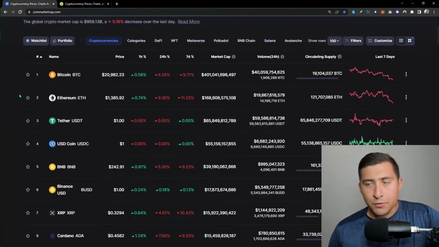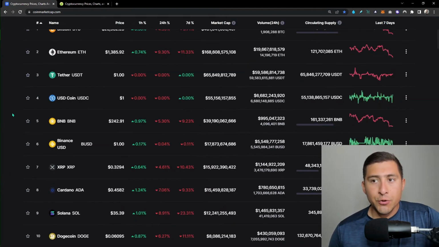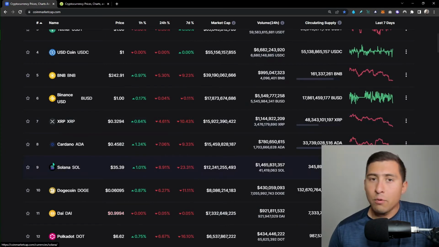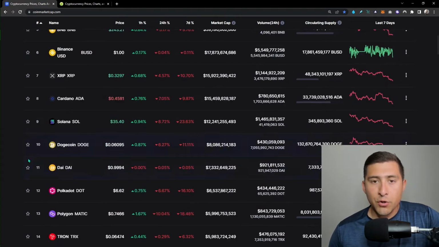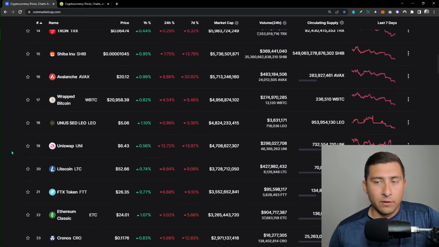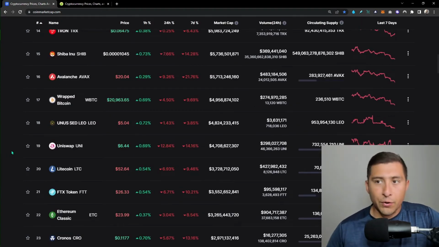When it comes to the actual good cryptocurrency, usually you're going to be looking at the top 10 as the most reliable cryptocurrencies and projects. That's what we call the top 10 by market cap. Then you can go ahead and continue reading and looking at the different cryptocurrencies.